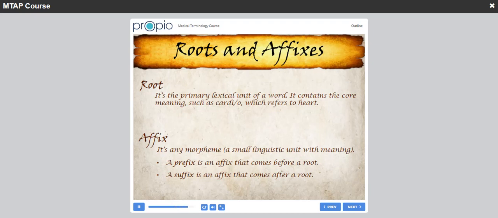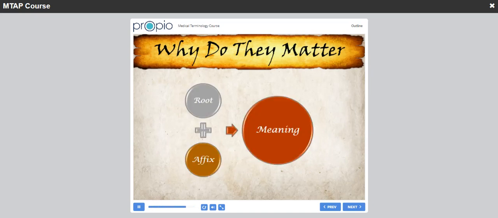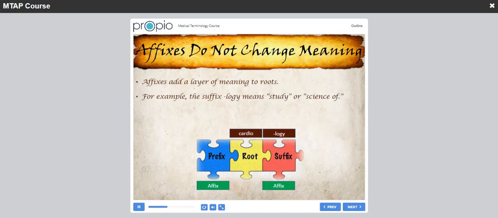Why do they matter? Well, root plus affix carry the meaning. Affixes do not change meaning. They add a layer of meaning to roots. For example, the suffix logi means study or science of. So cardiology would mean the study of the heart and the heart disease.